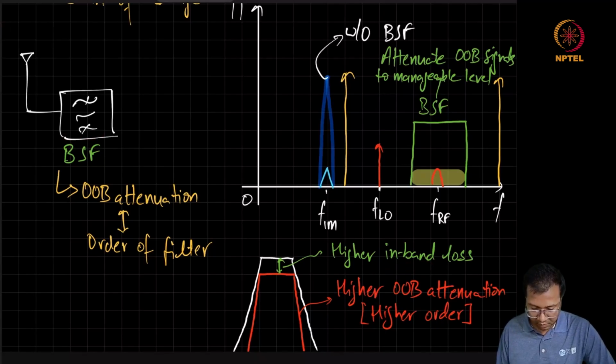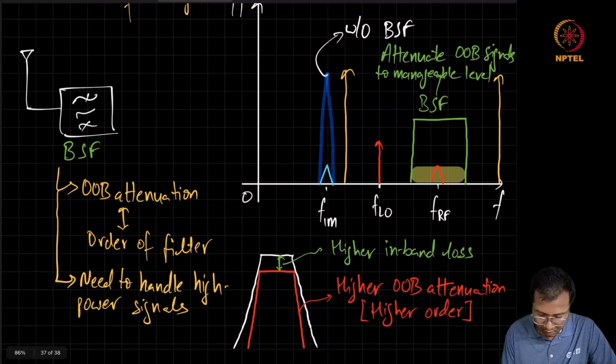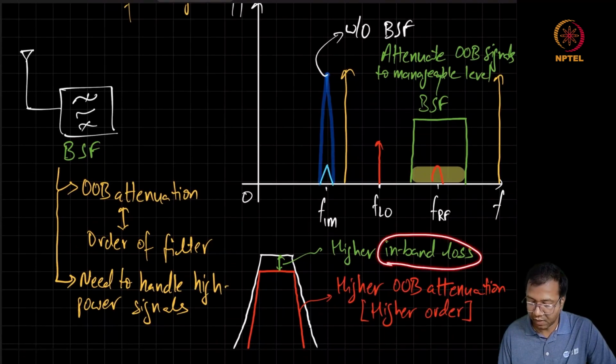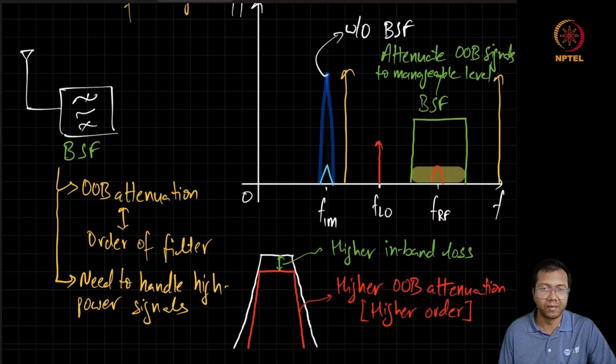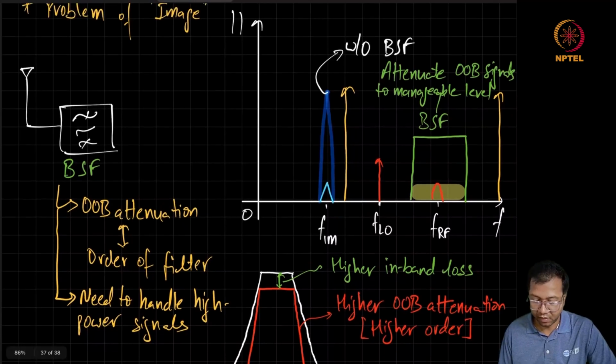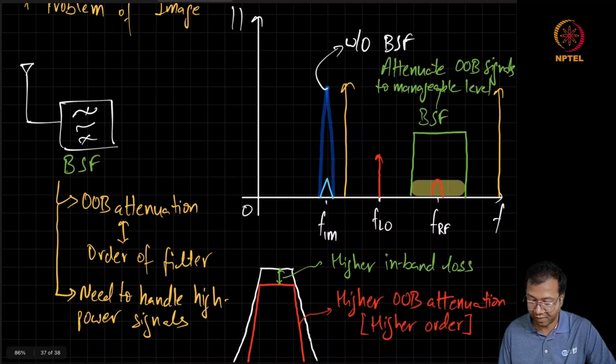Okay, so this is fine, and especially for the band select filter, there is another requirement that they also have to handle very high power signals. Because the signals will be out of band, their power levels are not going to be the same as the signals which are in band. And by the way, this part, which is the loss added by such filters when they are inserted in the signal chain, is also called insertion loss.